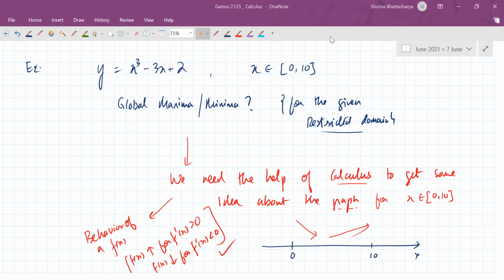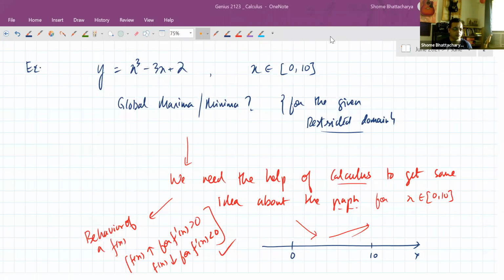That means if f prime x is negative, then the function will be decreasing, right? So f prime x is negative will be for some interval of x. So that means in that interval of x, as we are moving on the positive side of the x-axis, the graph of the function will be going down. That is the meaning of decreasing function, right? Dhruv, I'm coming to your question.